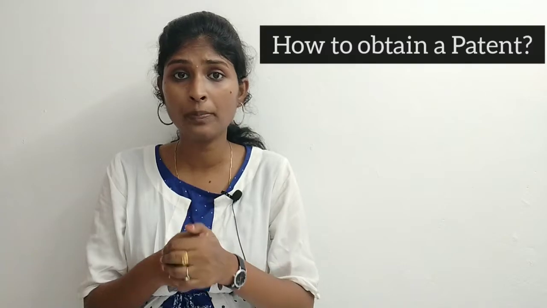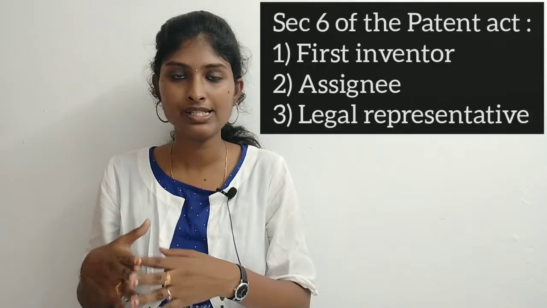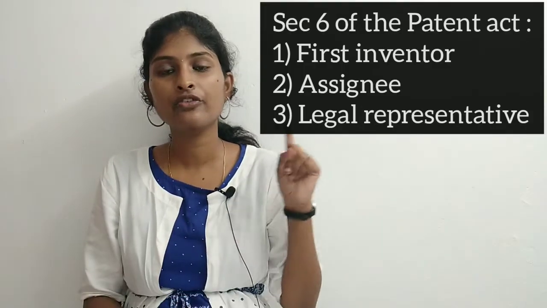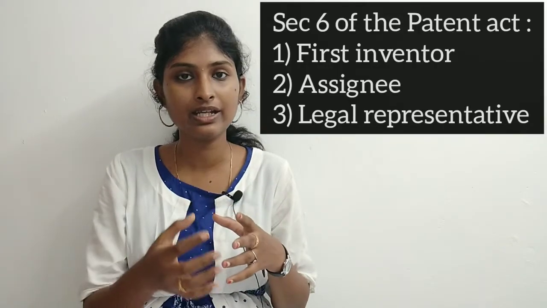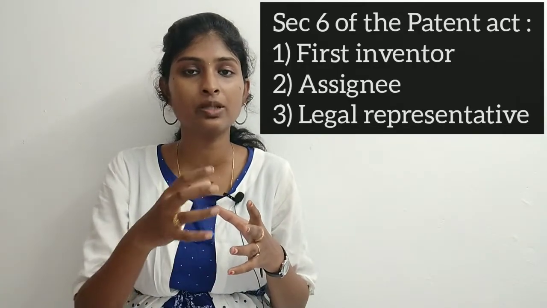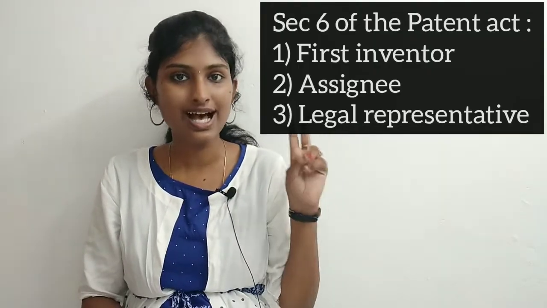Next we see how to obtain a patent. Under this, first we see who may apply. Section 6 of the Patent Act 1970 defines this. The first one is the first inventor. The person who created the idea, the person who made the invention or the principle is said to be the first inventor. And the second one is the assignee.